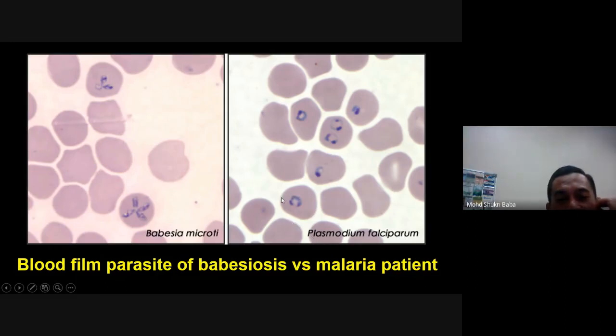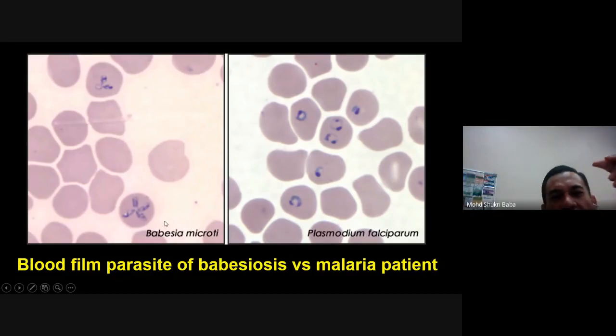Parasite ini bulat macam ni, okay. Sampai ke satu tahap dia akan bentuk seperti cincin, cincin dengan ada permata dekat sini. Alright. Manakala dekat sini bunga ataupun rosette. Okay.